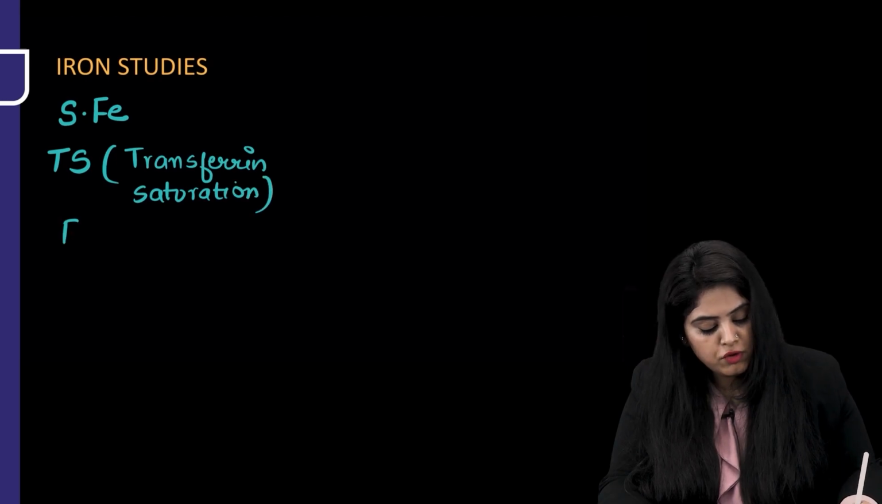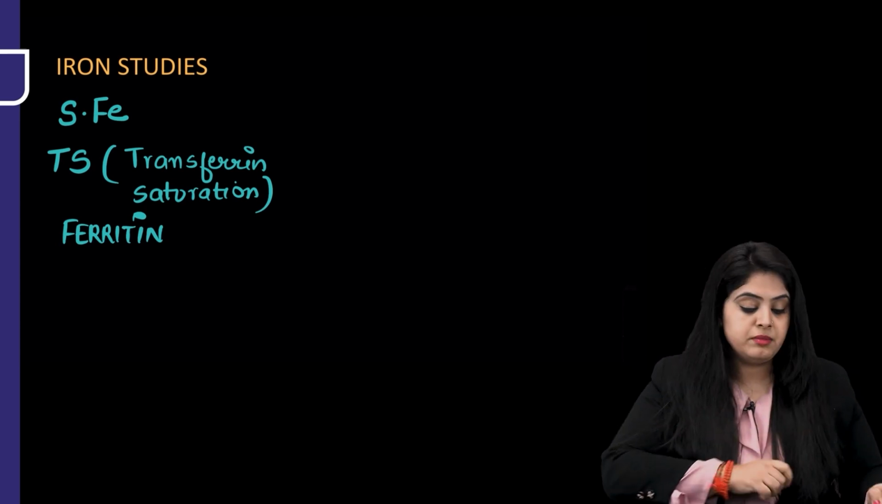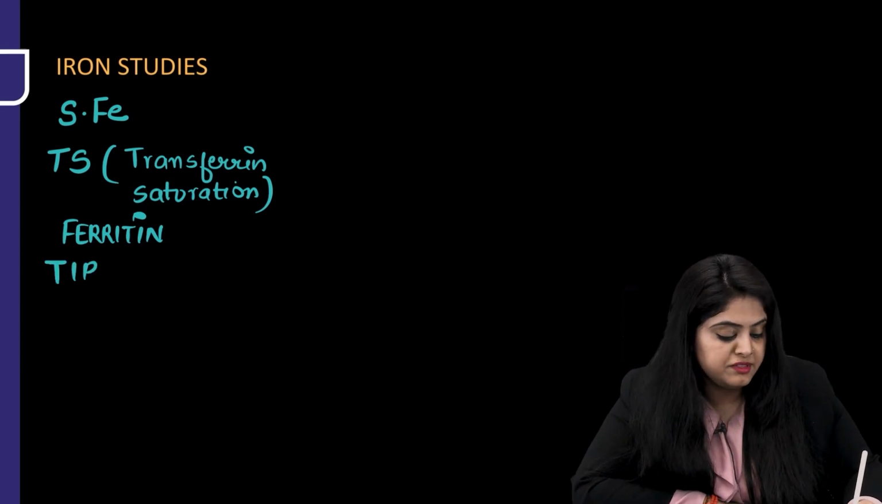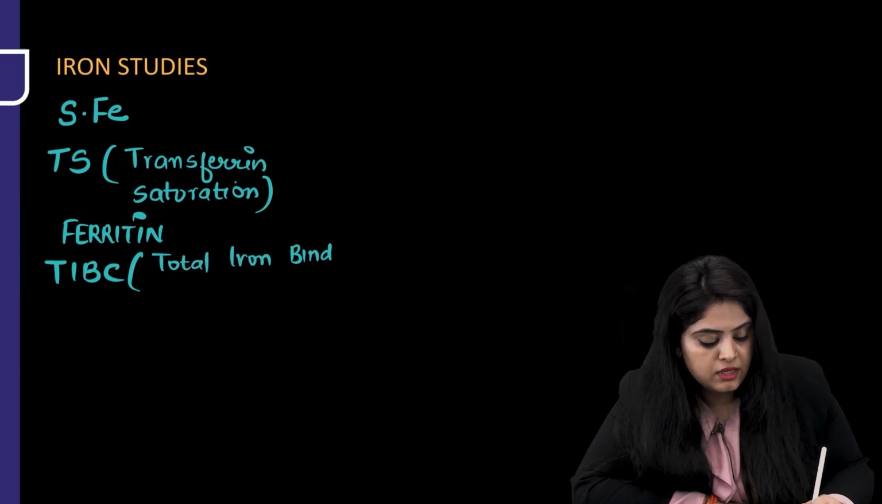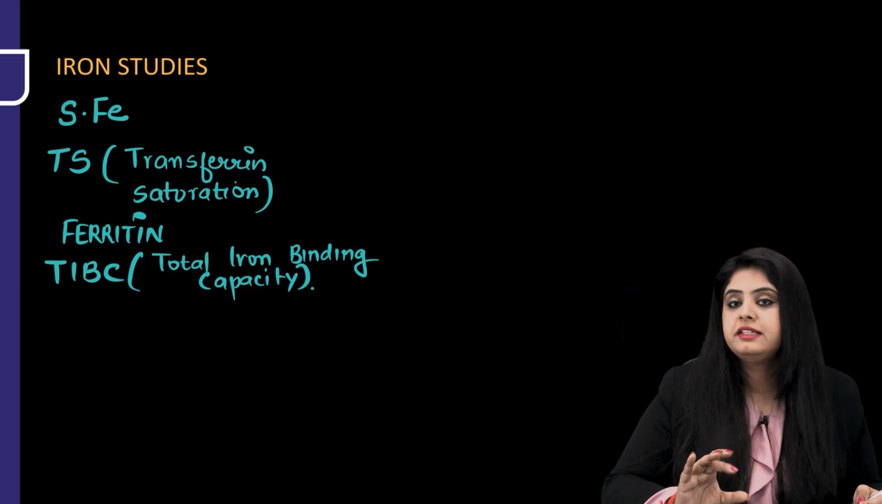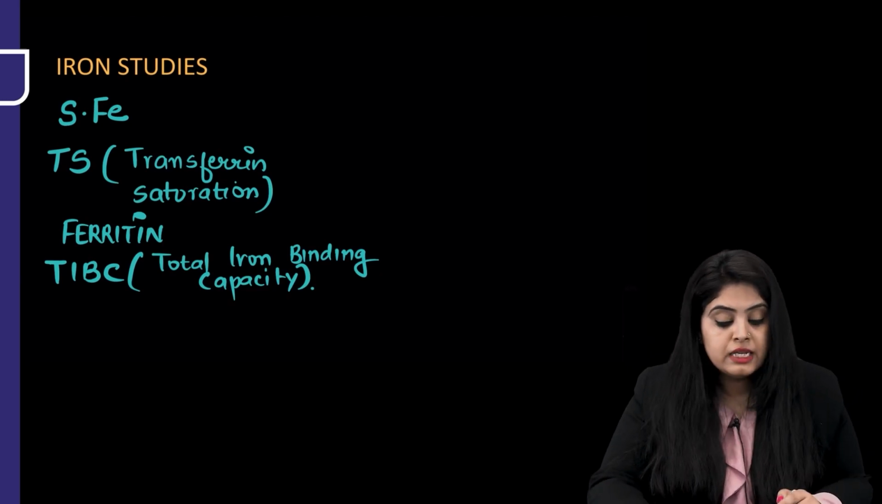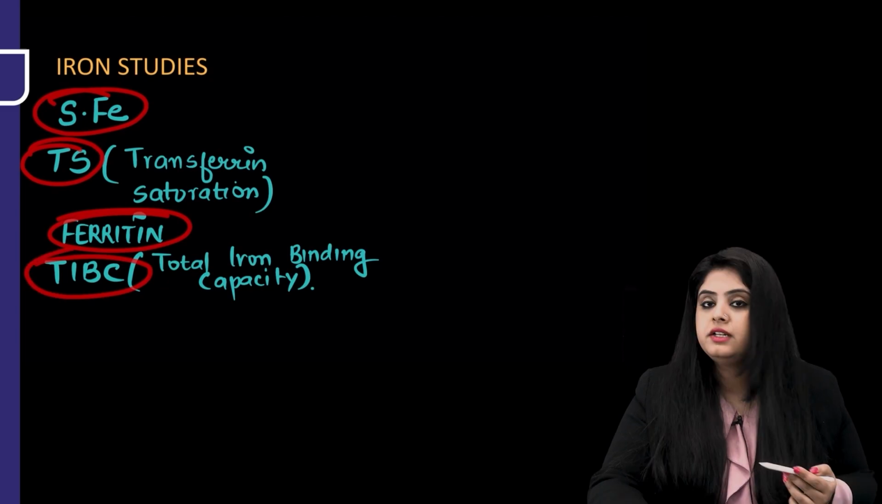What is the storage form of iron? Storage form of iron is ferritin. Now, there's another parameter which you call TIBC. Please note the full form first: total iron binding capacity. Right now, these are your basic things, then I'll tell you some advanced ones also. What comes in the basics? Iron, transferrin saturation, storage that is ferritin, and TIBC.